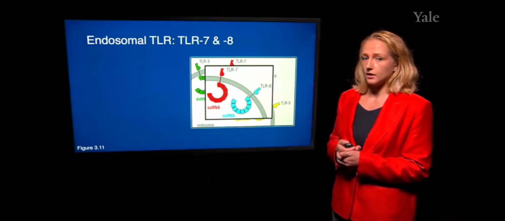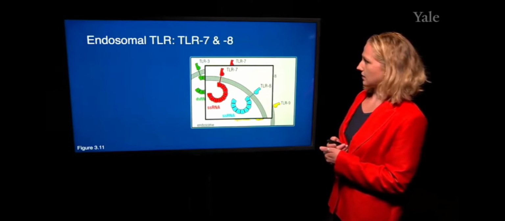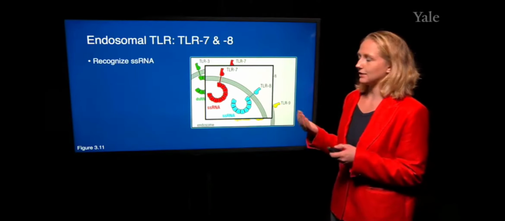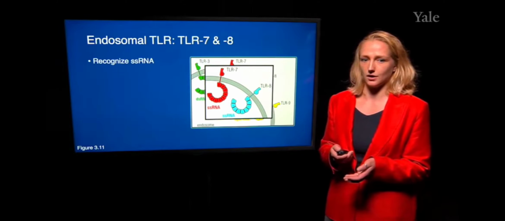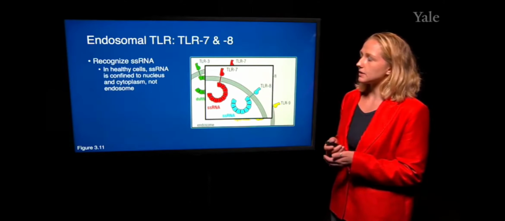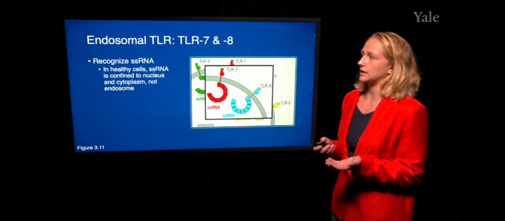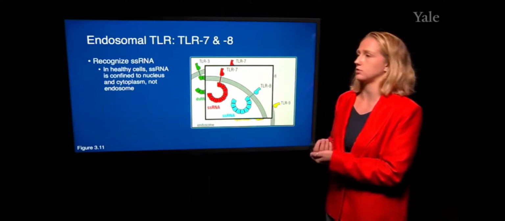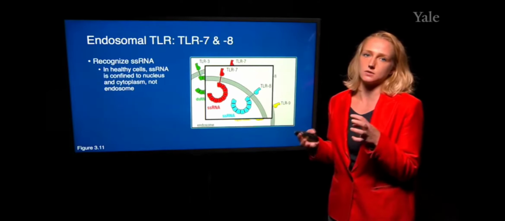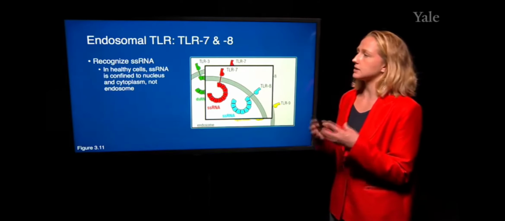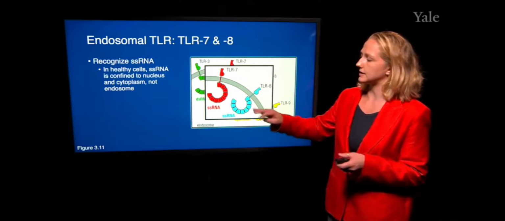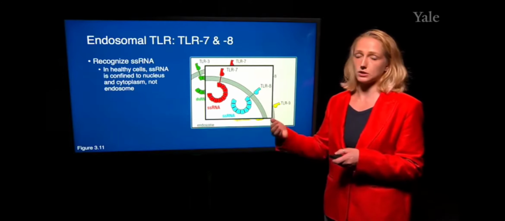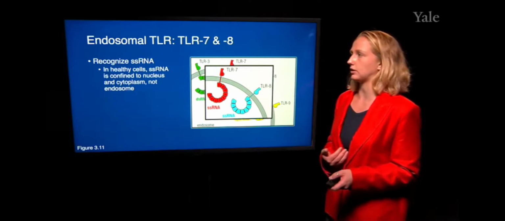In addition, we have TLR7 and 8. So both TLR7 and 8 recognize single-stranded RNA. So typically in healthy cells, single-stranded RNA is confined to the nucleus and to the cytoplasm where translation occurs, and not to the endosome specifically. So this would signal that even though host cells have single-stranded RNA, the mislocation or the incorrect location of single-stranded RNA signals to the cell that there could be an infection.